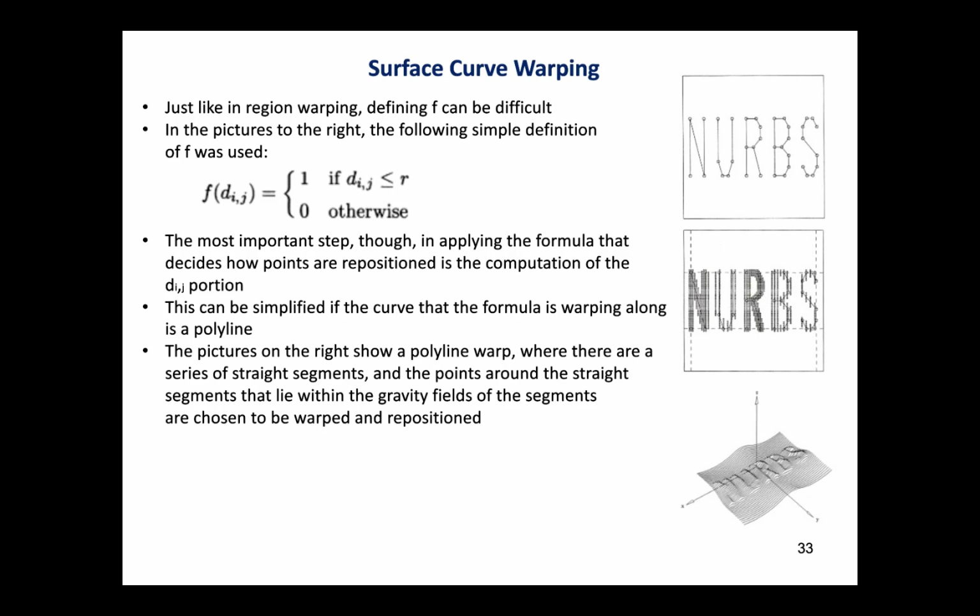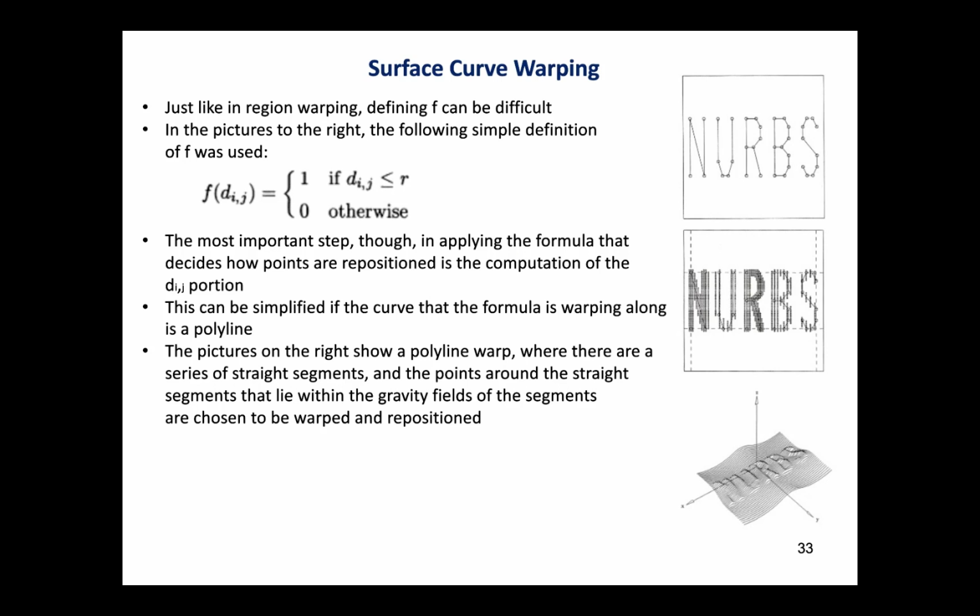This can be simplified if the curve that the formula is warping along is a polyline, such as in the pictures on the right, which show a polyline warp, where there are a series of straight segments, and the points around the straight segments that lie within the gravity field of the segments are chosen to be warped and repositioned. So on the right here, we have the word NURBS drawn out in a polyline.